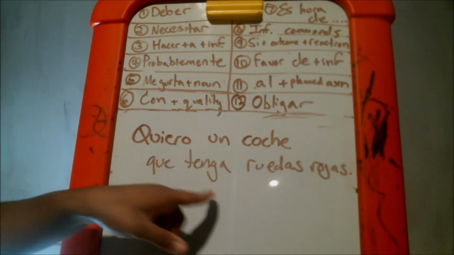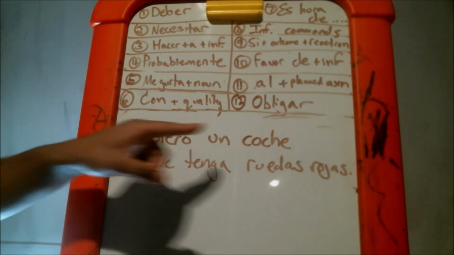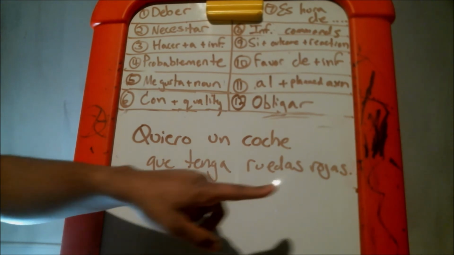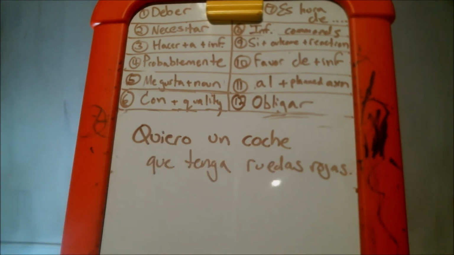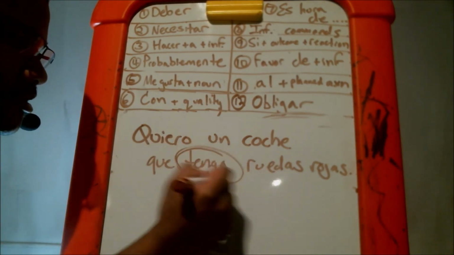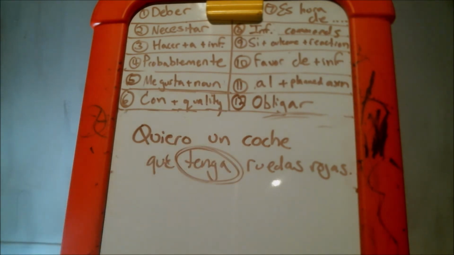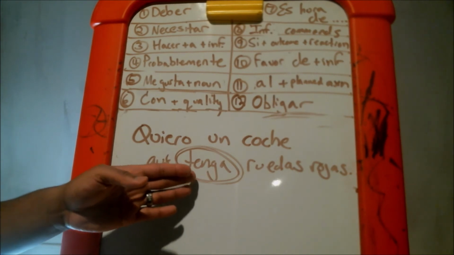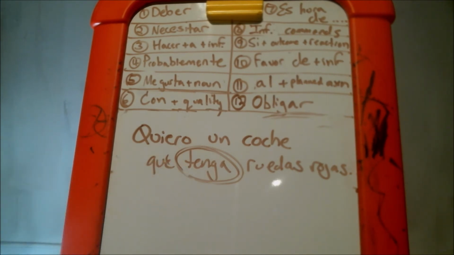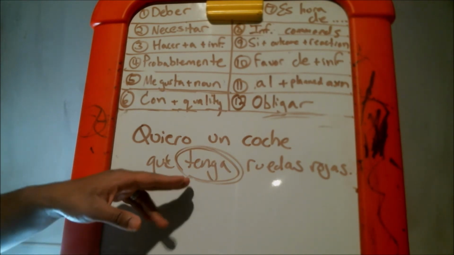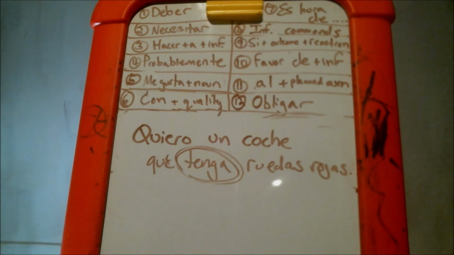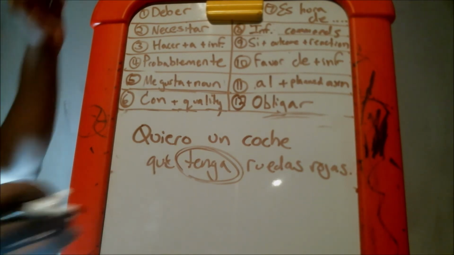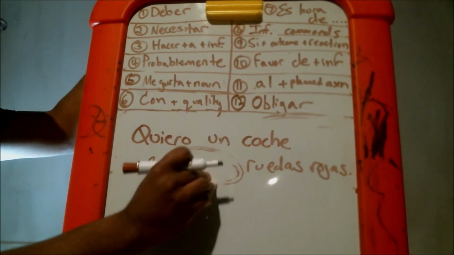Quiero un coche que tenga ruedas rojas means I want a car that has red wheels, right? Now, the car doesn't have them yet because I don't own the car yet, right? It's not in my possession yet. So this is a hypothetical. This is part of my will. It's what I want to happen, but it's not necessarily happening yet. So that's why this verb is in the subjunctive. But what if you forgot how to put tener in the subjunctive? Watch this. Let's just erase that.